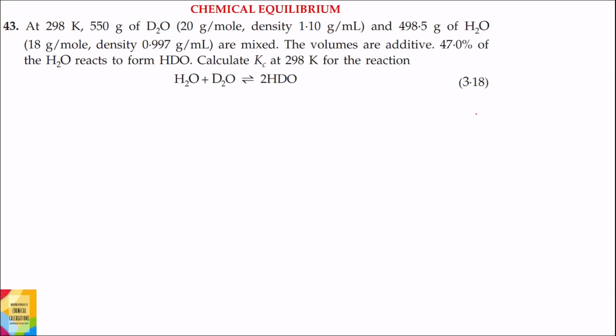Hello students. Next question. At 298 Kelvin, 550 gram of D2O, molecular weight is given as 20 gram per mole, density is given as 1.10 gram per milliliter.